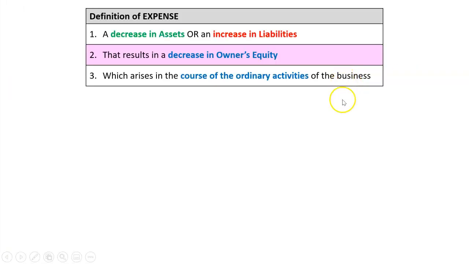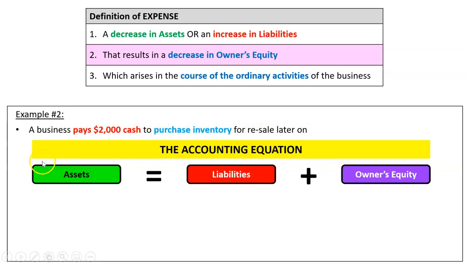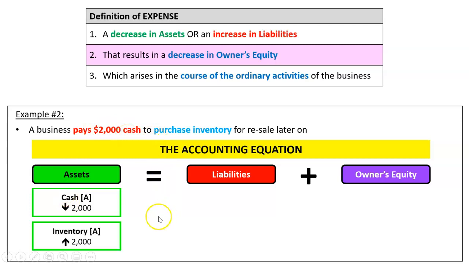So let's take a second example then. Let's look at our definition here and go, well, what about this one? A business pays $2,000 cash to purchase inventory for resale later on. So let's look at our accounting equation. We have an asset called cash, which has gone down because we've spent some money. What did we get with that money? Well, we actually got another asset called inventory, and that's gone up by 2,000. There's nothing here or here. So if we balance that up, this is 0. Liabilities are 0. And owner's equity is 0.